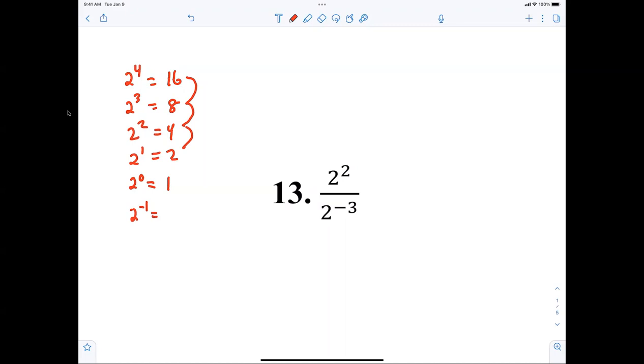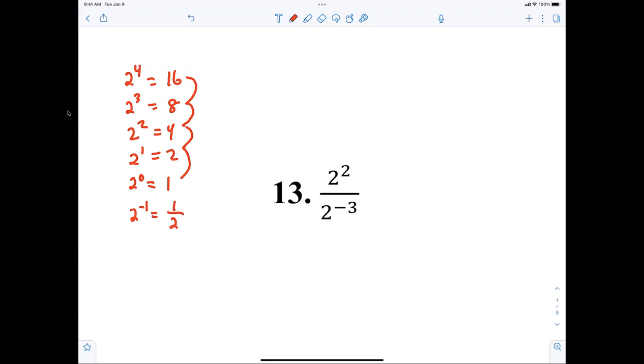Negative 1? What? Stop just saying things. Tell me what you're doing. No, I'm asking you from here to here, Oliver. I'm believing you. But how did we get from here to here? So then 2 to the negative 1 is what? 0.5. Yes, which is what? 1/2.